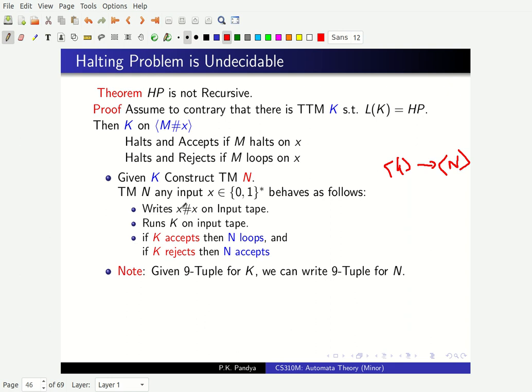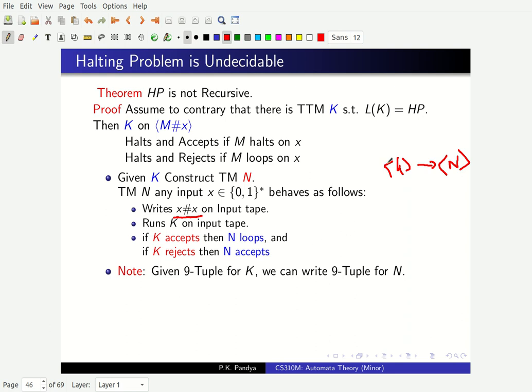So what is this N doing? It first duplicates x into 2 copies separated by hash, then it will run K on this input, and if my Turing machine K accepts, then I go to the third phase where I loop forever, so I don't terminate. On the other hand, if K rejects, then I will make my N accept. That is, I will turn this reject decision of K into accept decision of N. So my machine N behaves differently from K. This is diagonalization. Just as we had x does not belong to f of x in the previous example, here whenever K rejects, you are accepting, and whenever K accepts, you are rejecting by looping, right?